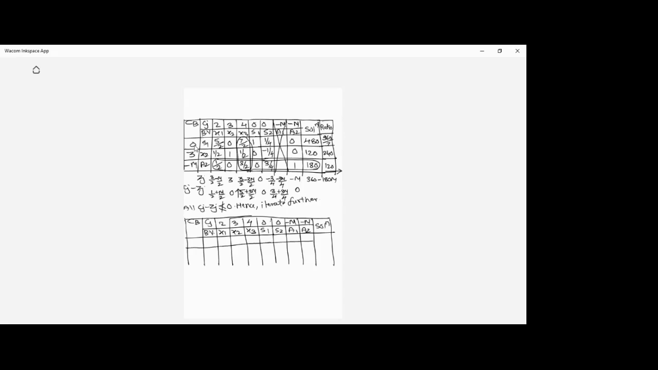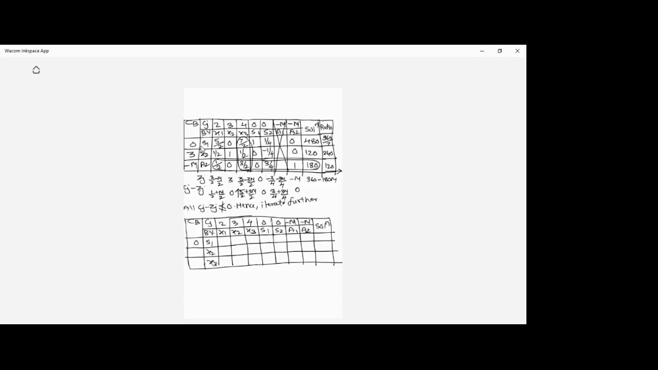Now that we have identified the entering variable and the leaving variable, that should get presented properly in this table. So the leaving variable was a2, and instead of a2 we have the entry of x3, right? And this x2 and s1 will remain the same.